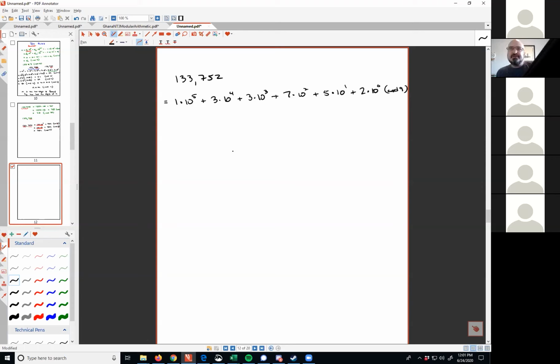Look at those powers of 10. What's interesting? They decrease 5, 4, 3, 2, 1. Yeah. What's interesting about them modulo 9?